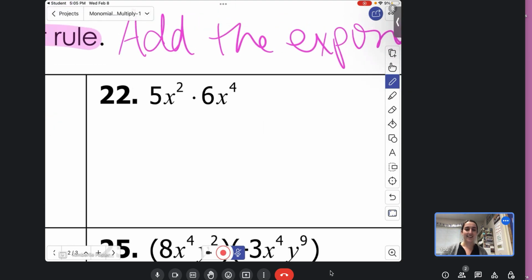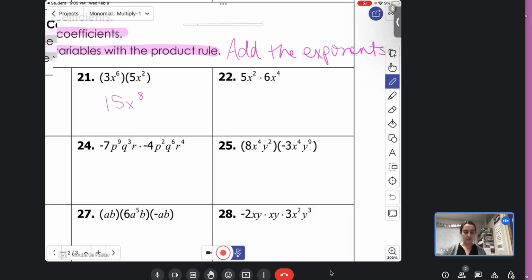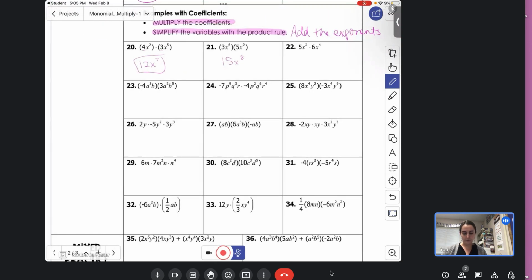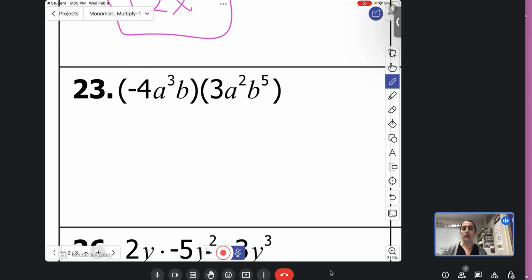Okay. I feel like we got that down. Let's look at some more difficult ones, shall we? Okay, here I have -4 and 3. I have A's and I have B's. We're going to do one at a time. Okay, so -4 and 3 is -12.